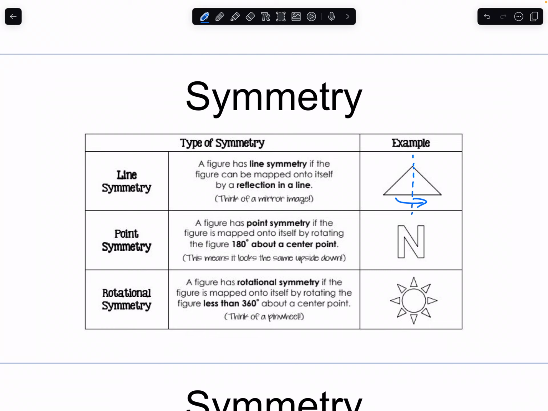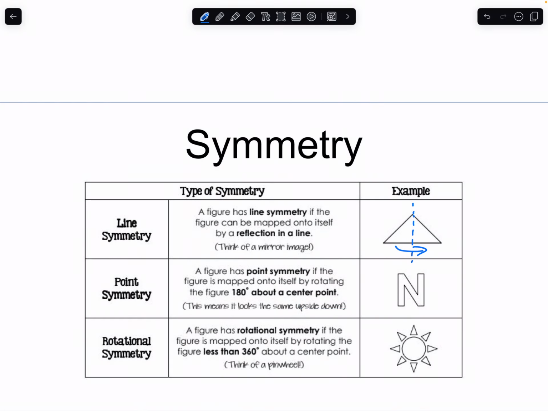Point symmetry is referring to putting a point on the center of the image, and can I rotate it 180 degrees? So basically, can I flip it upside down, rotate it 180 degrees, and get the exact same image? As you can see with the N, it would work out.